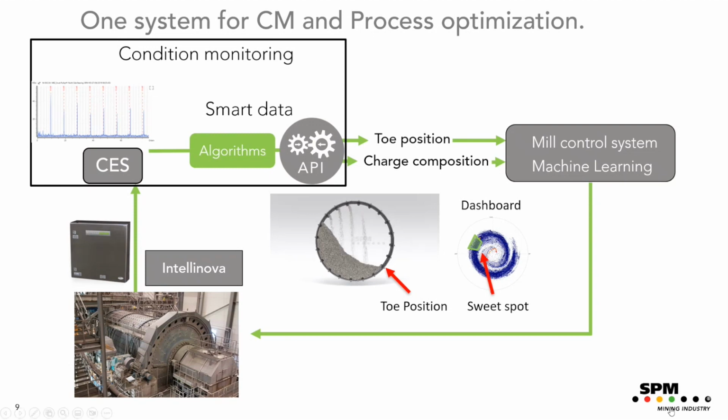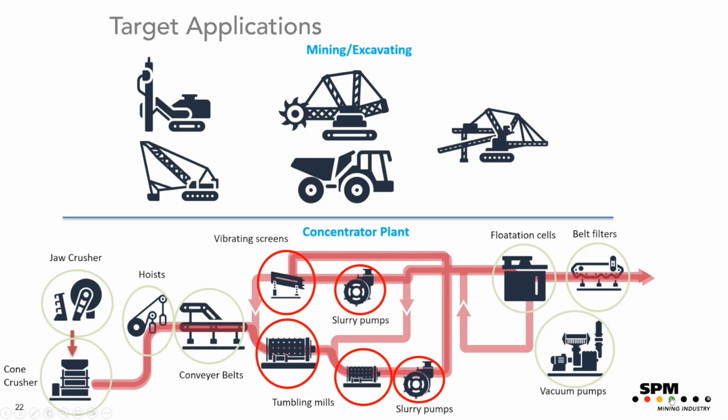Here we have an overview of a typical mine. Above here we have machines typically that you will find in mining and excavating. And down here we have typical machines that you will find in the concentrator plant. There are crushers, hoists, conveyor belts, tumbling mills, slurry pumps, screens, and flotation cells, belt filters, vacuum pumps, and so on. And we will look into a few of those. We have examples on all of these, but for now we will just look at 4 or 5 of them.